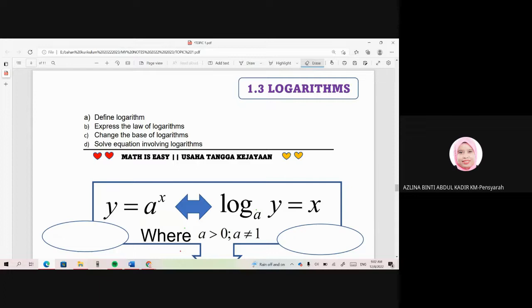Okay, at the end of the lesson, students should be able to define logarithms, express the law of logarithms, change the base of logarithms, and solve equations involving logarithms. So hopefully you can achieve the learning outcomes for today.